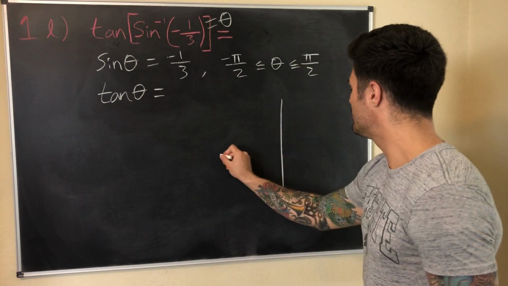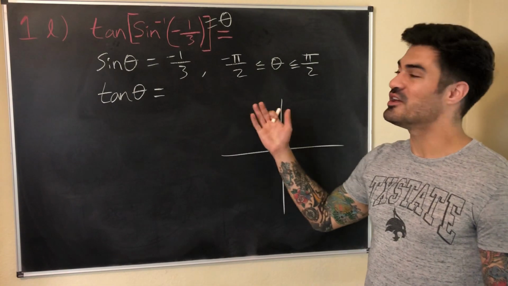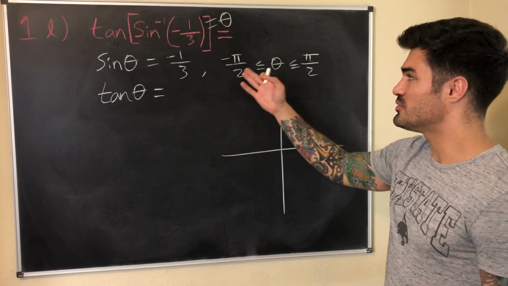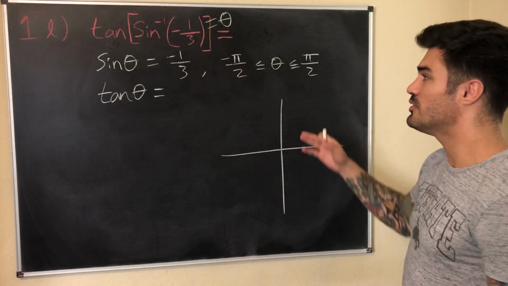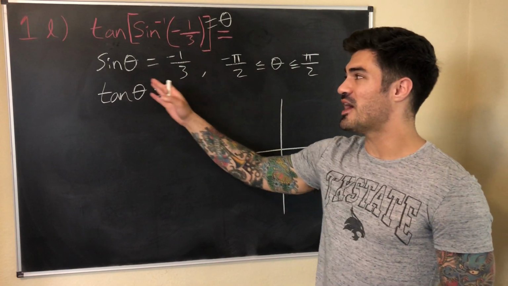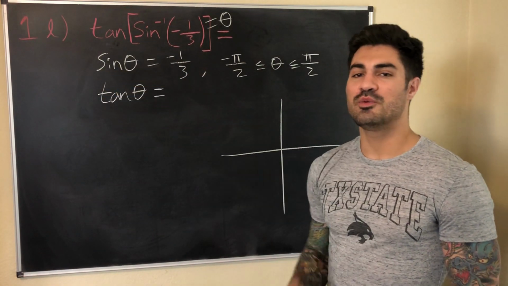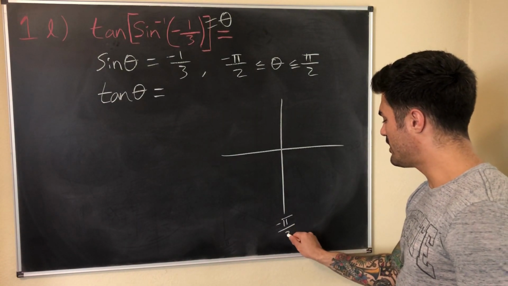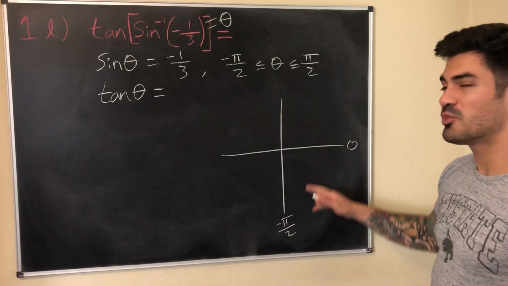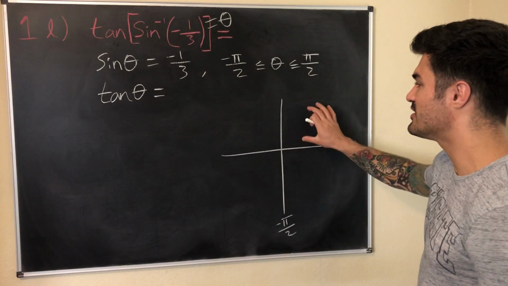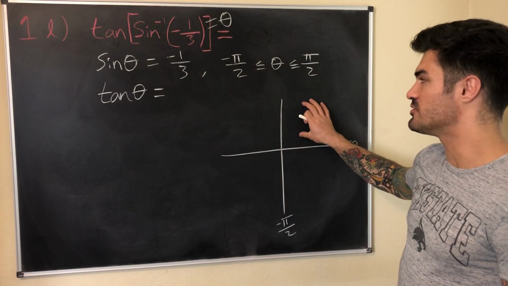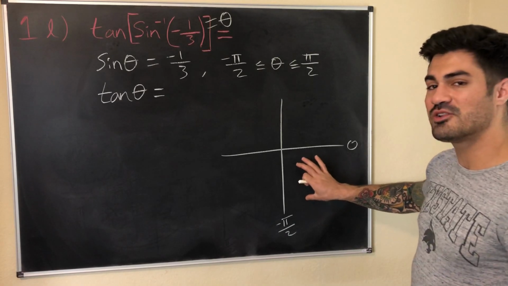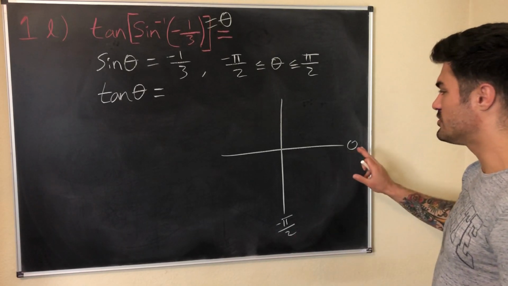So let's draw a picture. We know that our angle theta is for sure within this interval between negative pi over 2 and pi over 2. But since this is a negative value coming from the sine function, we can isolate this. We can definitely say that this is within negative pi over 2 and 0, somewhere in this fourth quadrant. We know that because sine is always positive up here in this first quadrant, right? So we can definitely narrow it down to this fourth quadrant between negative pi over 2 and 0.